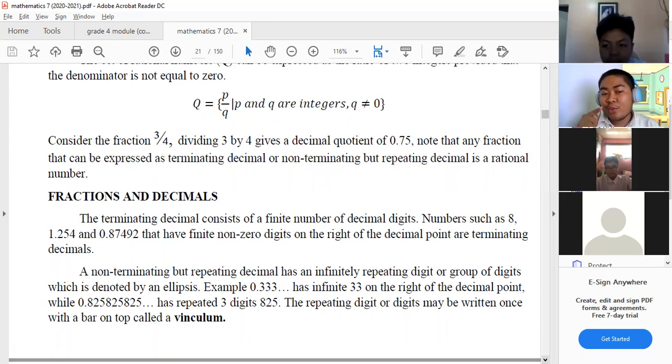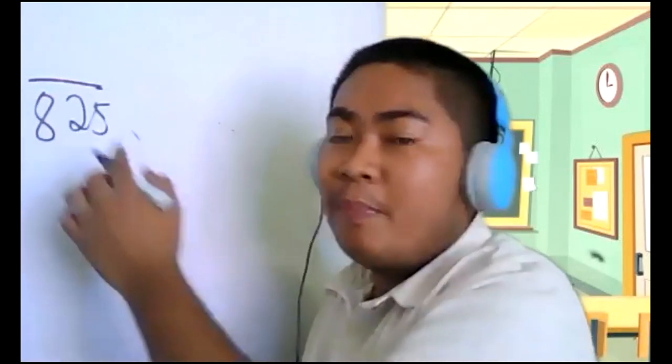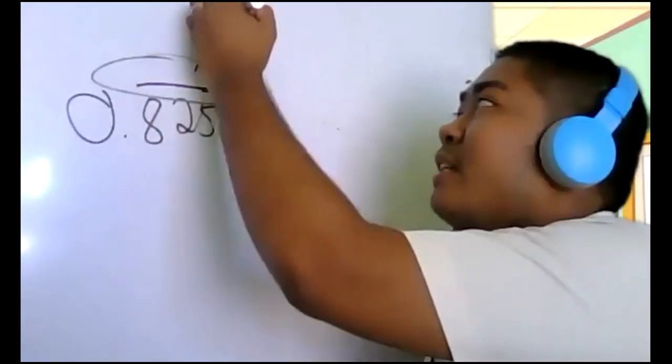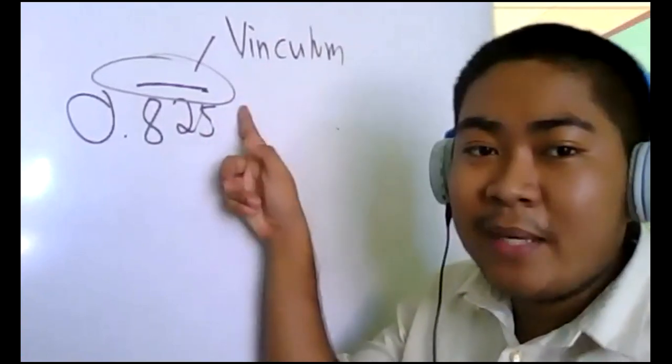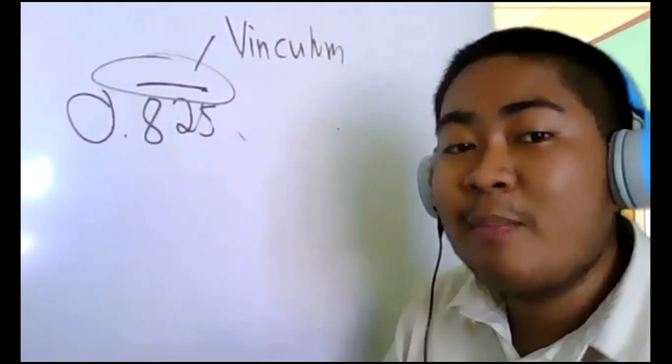So, while 0.825825 has repeated 3 digits naman. So, ano yung naulit na tatlo? We have 825. Diba? So, the repeating digit or digits may be written once with a bar. So, paano natin isusulat pag may bar? Pwedeng ganito. So, magiging 0.825 bar. So, yung bar na to is tinatawag natin siya na vinculum. Okay? So, yan yung bar. So, ibig sabihin nito, it is infinite. Paulit-ulit lang siya. So, non-terminating but repeating.